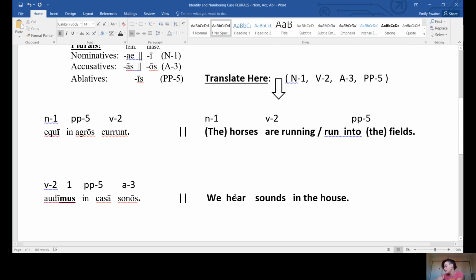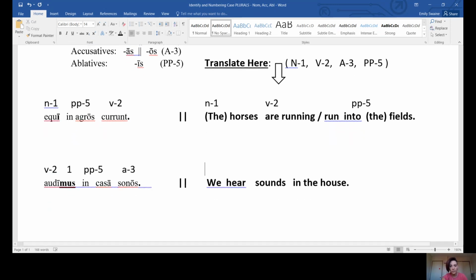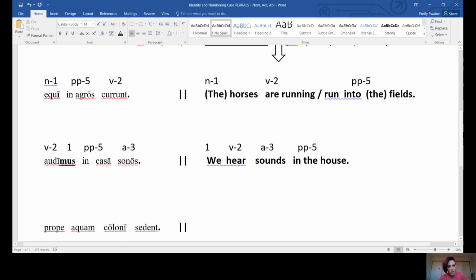You could say we are hearing the sounds in the house, or you can add an article if you want, but we hear sounds in the house is perfectly fine. If we came over here, we had our N1, we had our V2, sounds is A3, and then here's our PP5. So we just put it right in order. The reason we're numbering things is because over here this looks all kinds of jumbled and crazy. Over here in English is where we put it into our normal English order. All right.